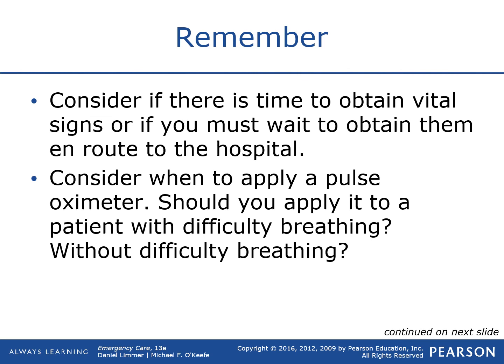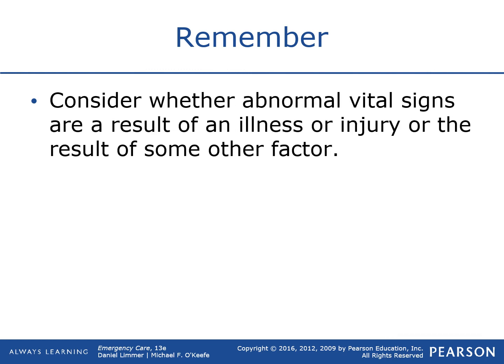Consider if there is time to obtain vital signs or if you must wait to obtain them en route to the hospital. That will come down to how critical your patient is. Consider when to apply a pulse oximeter. Should you apply it to a patient with difficulty breathing? How about without difficulty breathing? Generally nowadays, we're applying them to pretty much every patient, but definitely people with difficulty breathing. Consider whether abnormal vital signs are a result of an illness or injury or the result of some other factor happening in the body. So again, take everything in context with the general greater picture of the patient.